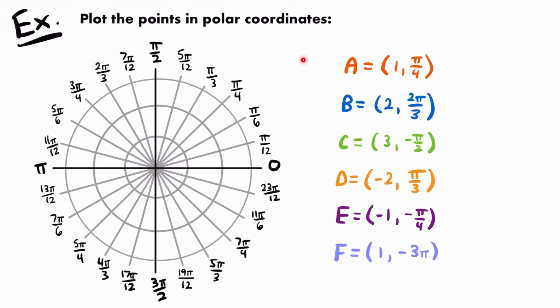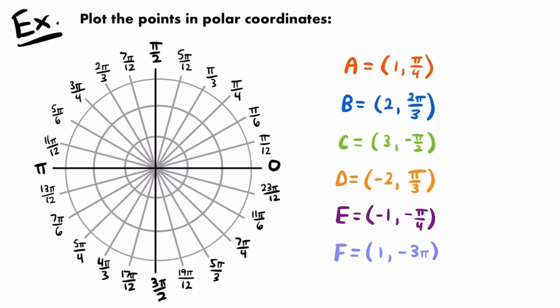All right, so here's our example. We're going to be plotting all 6 of these points here, points A, B, C, D, E, and F. We're going to plot them in this polar coordinate system by measuring each angle and each radius. And so let's start with point A. Let's plot this point in our coordinate system. A is equal to (1, pi divided by 4). So our radius is 1 and our angle is pi divided by 4.